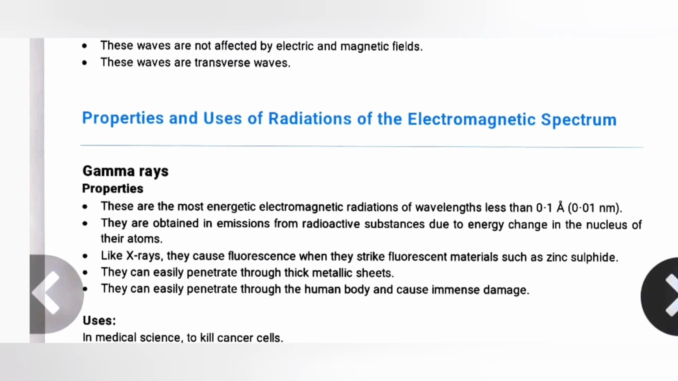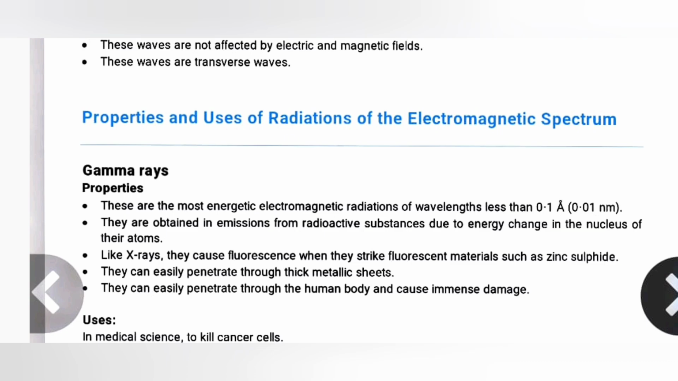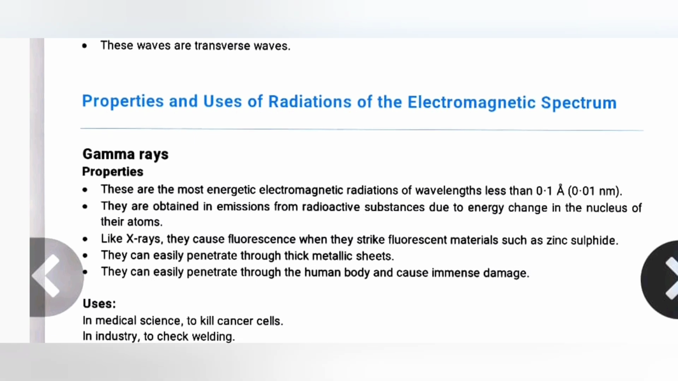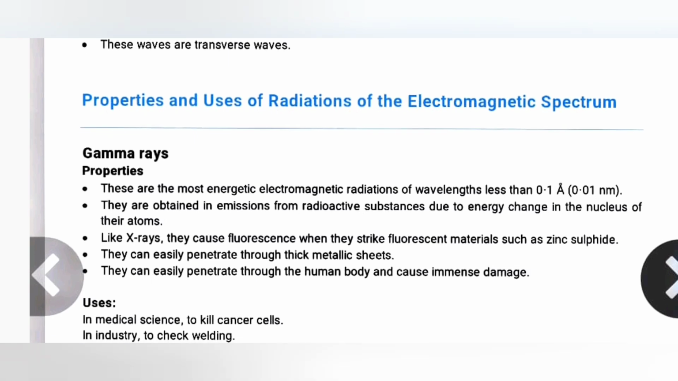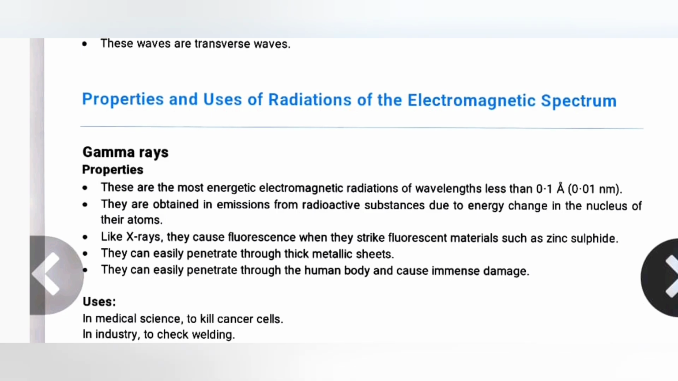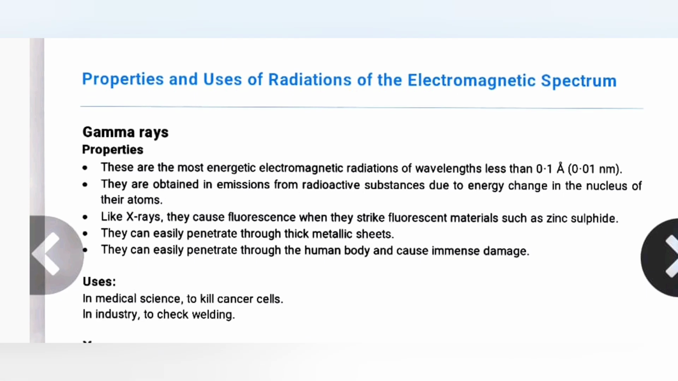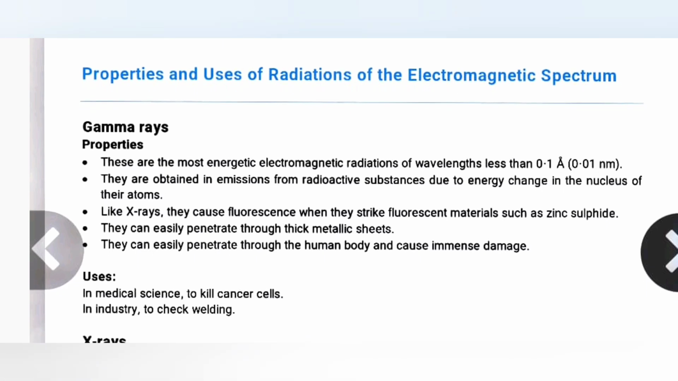It is the most energetic electromagnetic radiation, which has a wavelength less than 0.1 Angstrom or 0.1 nanometer. They are obtained in emission of radioactive substances due to energy change in the nucleus of their atom. Like X-rays, they can cause fluorescence when they strike fluorescent materials such as zinc sulfide. They can easily penetrate through thick metal sheets and through the human body, causing immense damage. They are used in medical science to kill cancer cells, and in industries to check welding.